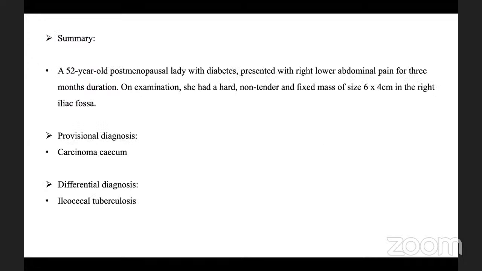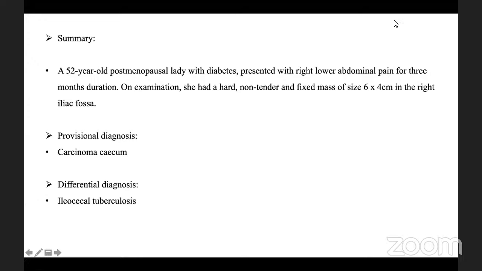So, to summarize, a 52-year-old postmenopausal lady with diabetes presented with right lower abdominal pain for 3 months duration. On examination, she had a hard, non-tender mass of 6 cross 4 centimeter in the right iliac fossa. My provisional diagnosis would be carcinoma cecum with the differential diagnosis of ileocecal tuberculosis.